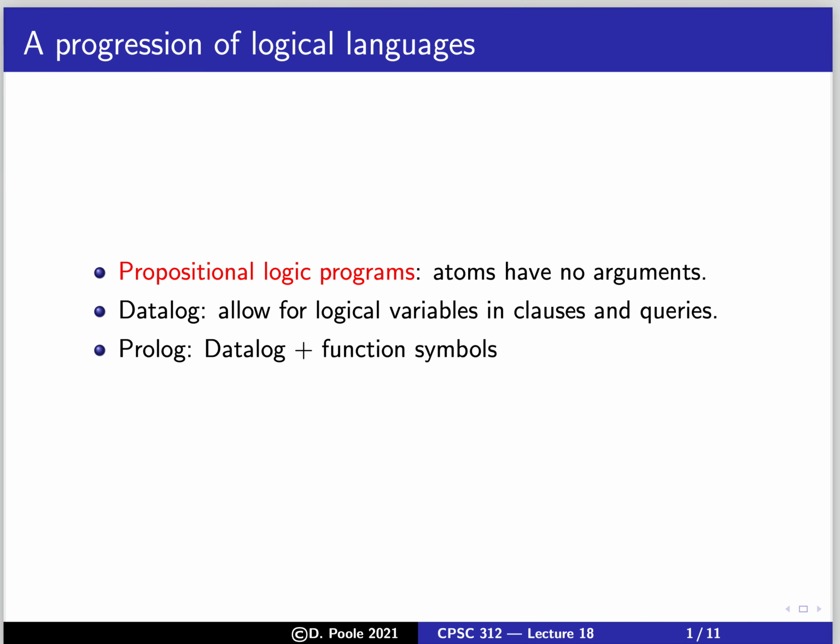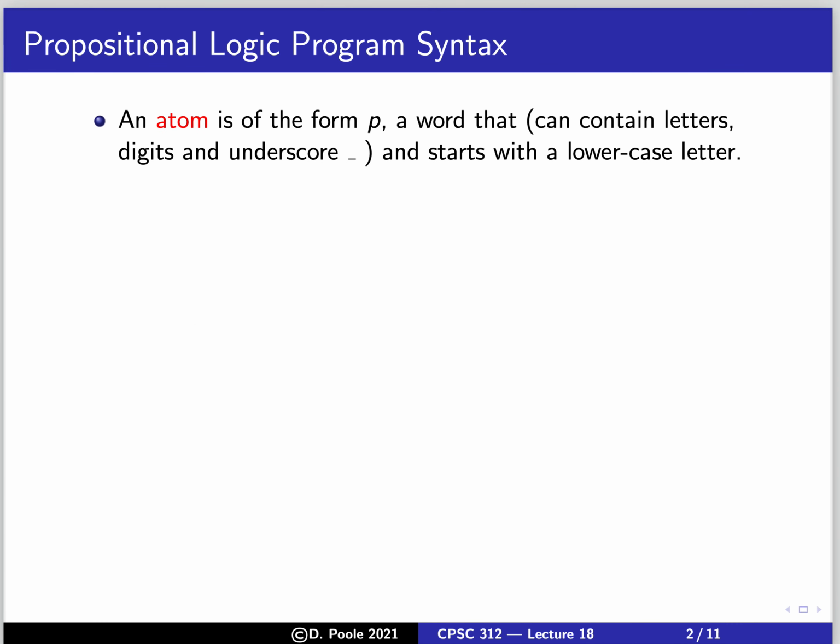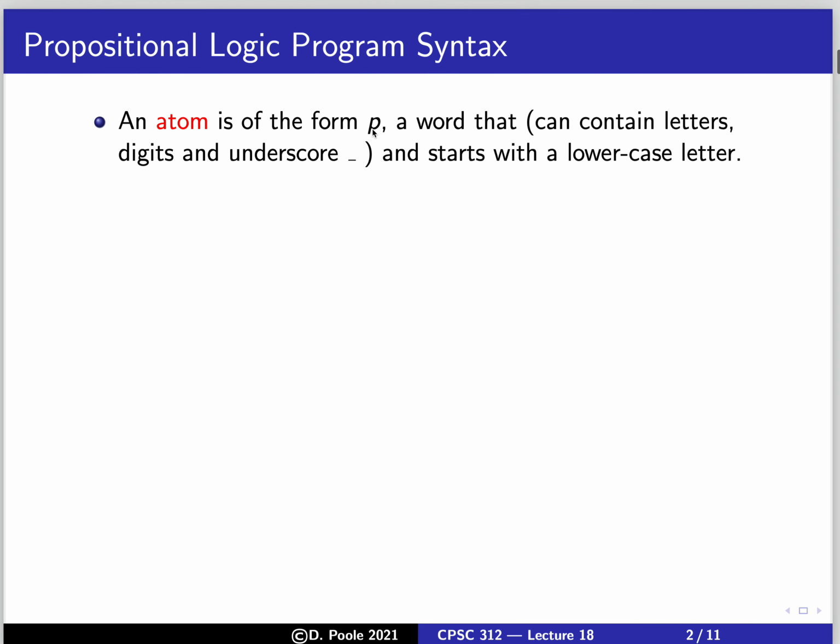Okay, so first of all, we're going to start off with propositional logic programs. Here are a few definitions for us. An atom is just of the form p. We're just going to use it as a predicate symbol, a word that can contain letters, digits, and underscore, and it starts with a lowercase letter.